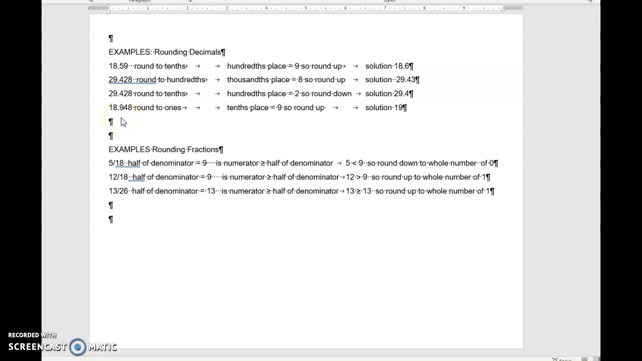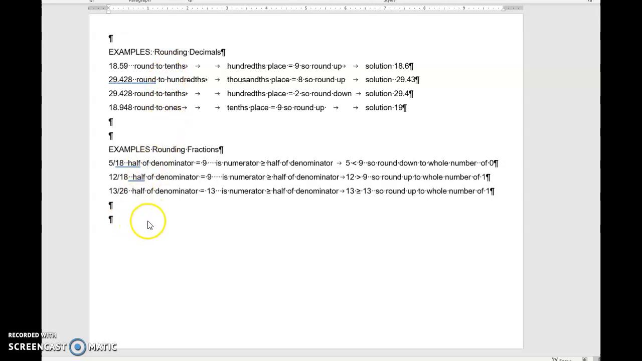The next one is 18.948. We'll round to the ones place. So remember, the ones place is on this side of the decimal. It is an 8, but I still have to look at the one to the right of it, which is the tenths place. That number is a 9, so that's still greater than or equal to 5. So I'm going to round up, and my final solution is going to be 19, rounded to the ones place. So there are a few more examples of decimals. Now let's do some fraction ones.